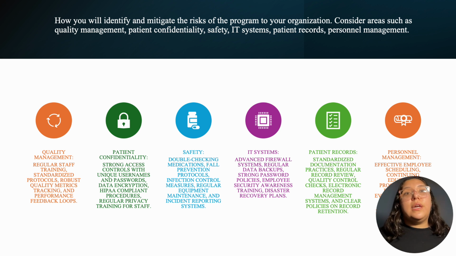Patient records: standardized documentation practices, regular record review, quality control checks, electronic record management systems, and clear policies on record retention. And personnel management. The main thing is the effective employee scheduling. We need to ensure that staff take breaks and rotate with staff at the main facility to avoid burnout. Ensuring proper certification and licensing is very important for personnel management.